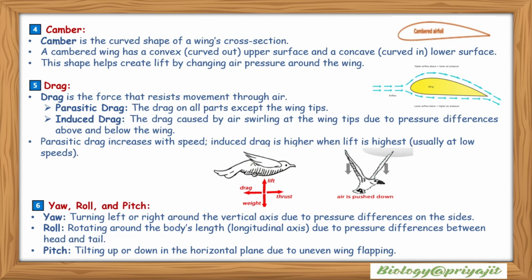Yaw, roll and pitch. Yaw is the turning left or right around the vertical axis due to pressure differences on the sides. Roll, rotating around the body's length or longitudinal axis due to pressure differences between the wings. Pitch, tilting up or down in the horizontal plane due to uneven wing flapping, that is the pitch.